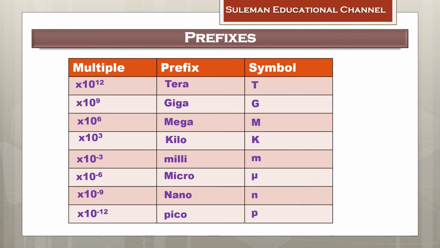Over here, the most commonly used prefixes are milli, micro and kilo. Milli is represented by 10 to the power minus 3, kilo is represented by 10 to the power 3, and micro by 10 to the power minus 6.